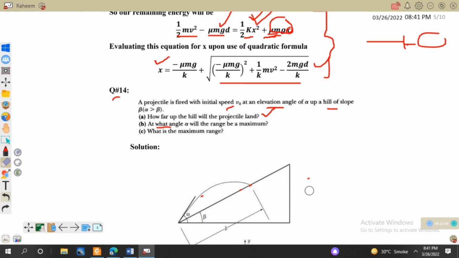As we have already studied, the range is maximum for the horizontal case at angle 45. So for the inclined case, this angle is not 45 but 55. So first we will find at what angle alpha the range will be maximum. If we are given the condition of maximum range and we put that angle in our expression for the range, this will give the maximum range also. So in the third part of this question, we need to find the maximum range. So let's start and analyze our questions.